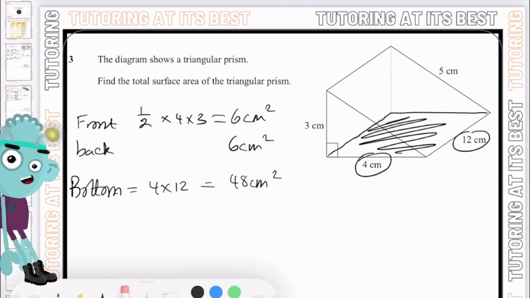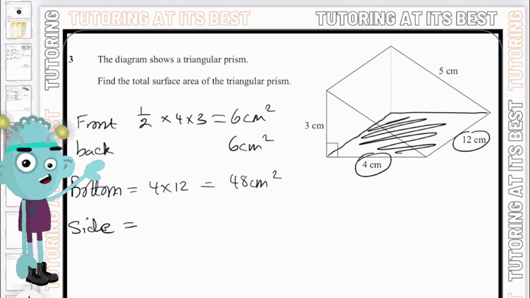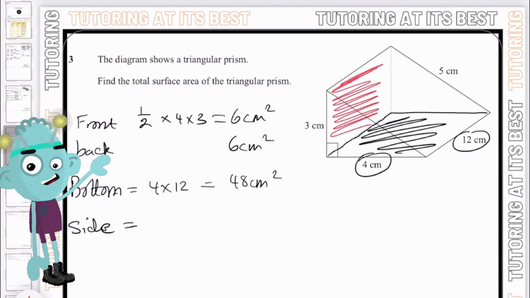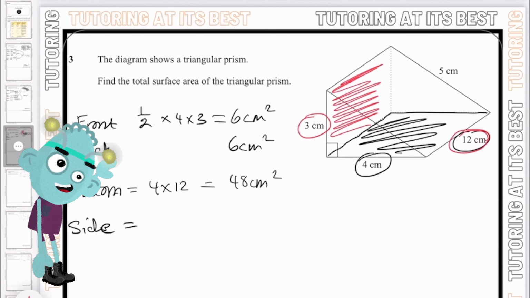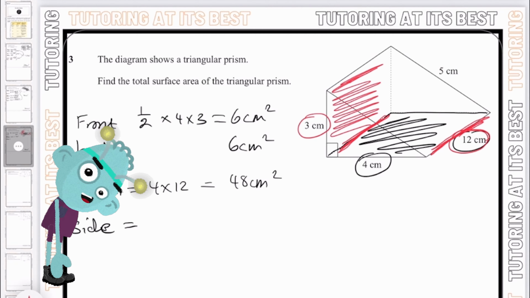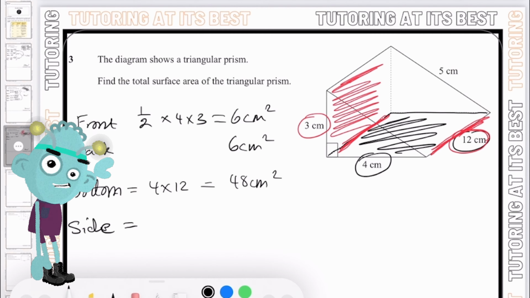And then we need to go ahead and work out the side here. And if we take a look at the side, if I put it in a different color, you can see here that we're going to have a 3 by 12 centimeters, as this line here will also be the same as the back line here. So 3 times 12 will then give us 36.